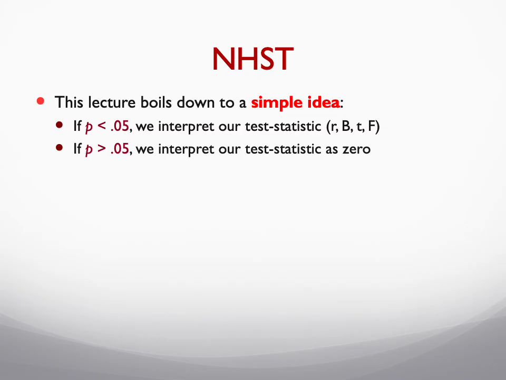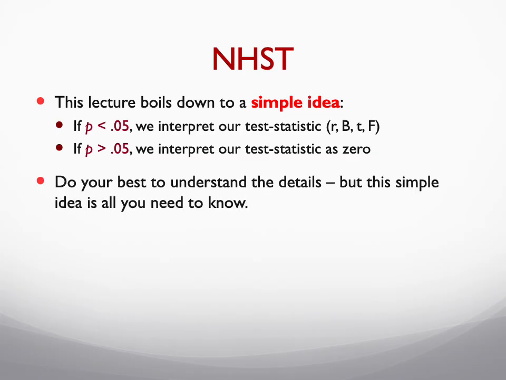What world do I live in? When p is greater than 0.05, it's a high probability that we live in the world of the null hypothesis. And so we say, looks like this relationship, this difference is 0. So when p is less than 0.05, you look at the test statistic. When p is greater than 0.05, you just imagine the result is null, 0, nothing, nada.